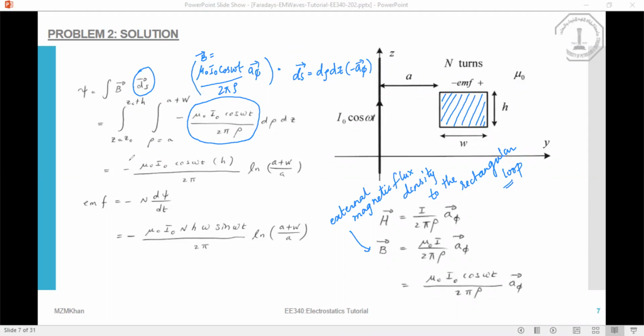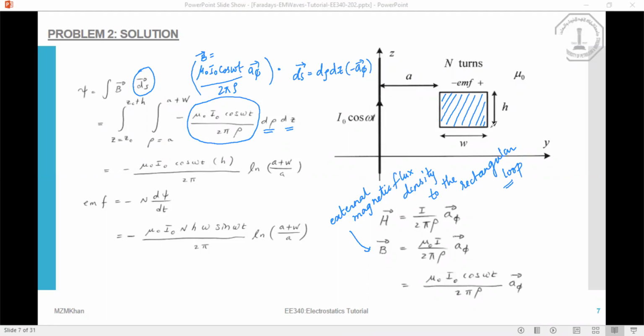Now, your integrals. I need to integrate over d rho and dz. So it's in cylindrical coordinates, guys, please, because we know that our external magnetic field is in cylindrical coordinates. Therefore, the integrations that we need to do here are in cylindrical coordinates. For your dz, this is my height, so for dz, it is very straightforward.